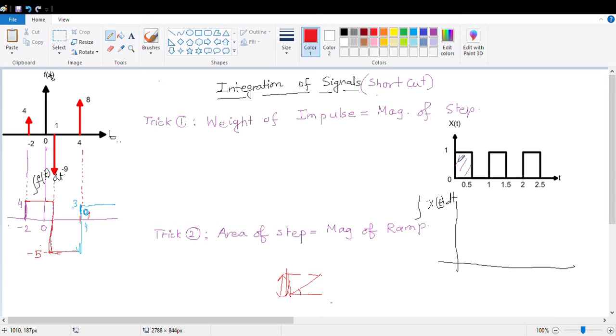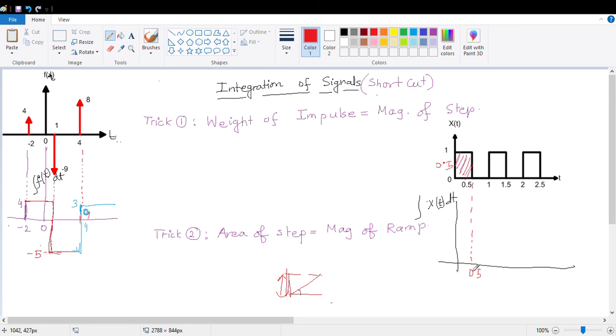Understood? So what is the area of this step? This is 0.5 and this is 1. So the area is 0.5. That means I have to draw a ramp having magnitude 0.5. Understood? I have to draw a ramp with magnitude 0.5. So how to draw it? If this is 0.5, I have to draw a ramp here with magnitude 0.5.